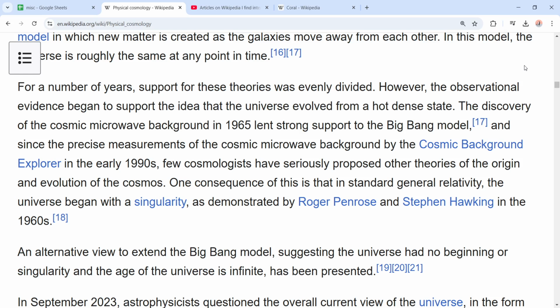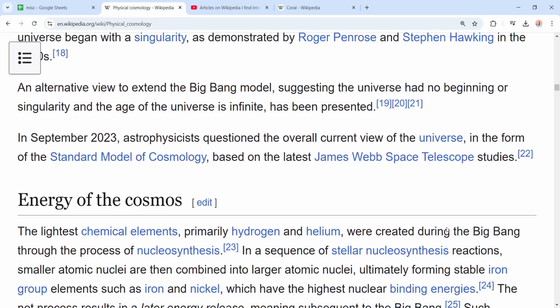The discovery of the cosmic microwave background in 1965 lent strong support to the Big Bang model, and since the precise measurements of the cosmic microwave background by the Cosmic Background Explorer in the early 1990s, few cosmologists have seriously proposed other theories of the origin and evolution of the cosmos. One consequence of this is that in standard general relativity, the universe began with a singularity, as demonstrated by Roger Penrose and Stephen Hawking in the 1960s.